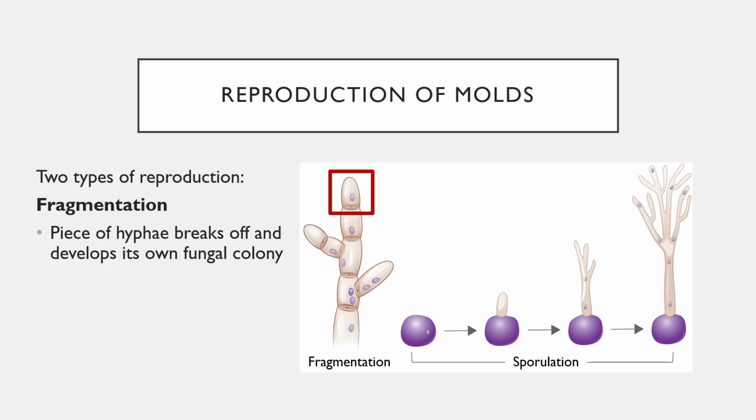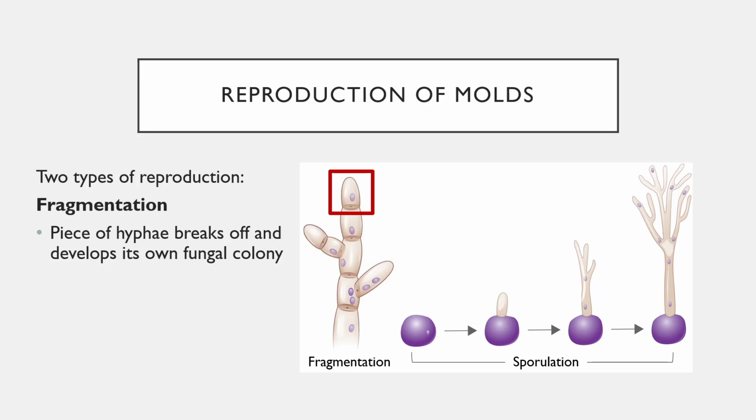Because remember, we said that although these hypha grow from the tip, if any single part breaks off, it can then develop into its own filament. This is kind of like if the pad of a prickly pear cactus breaks off, for example, and then it develops roots and starts growing a whole new cactus. The same thing happens in fragmentation with molds.